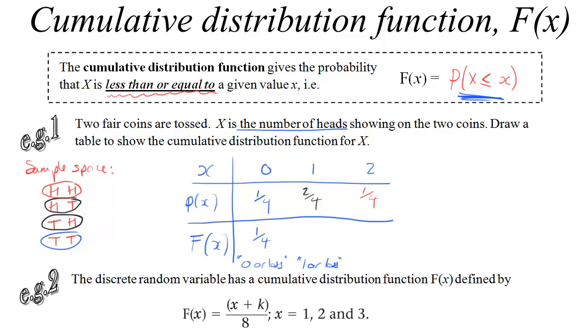Next one is the probability that it's 1 or less, less than or equal to 1. So that includes both of these probabilities. It could be 0 or 1. So we simply add those together. So 1/4 plus 2/4 is 3/4.